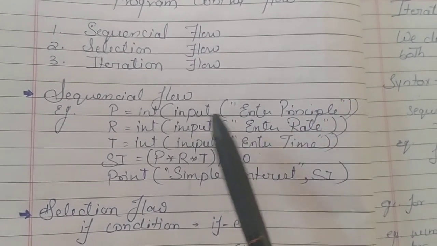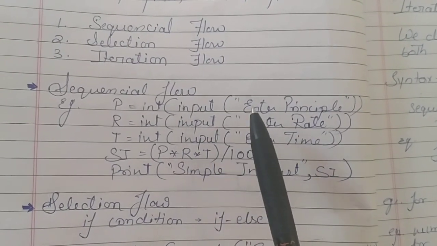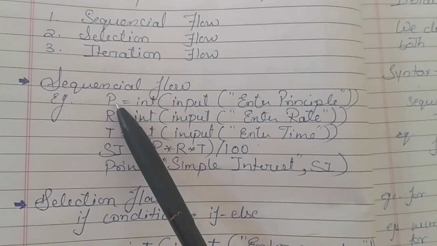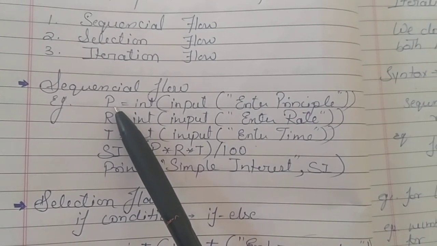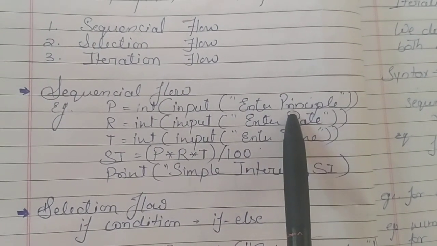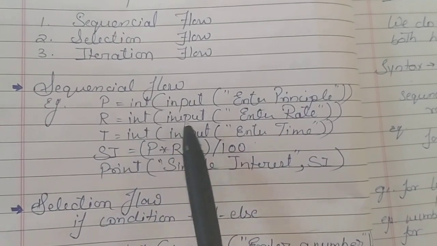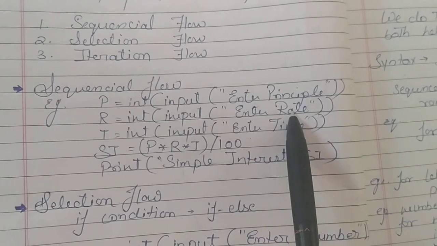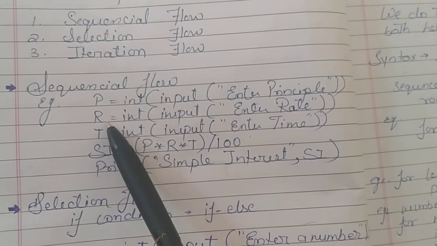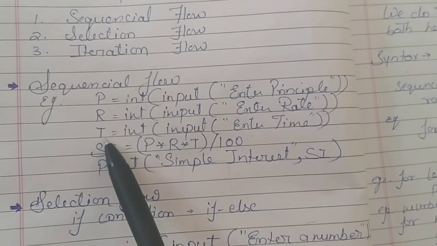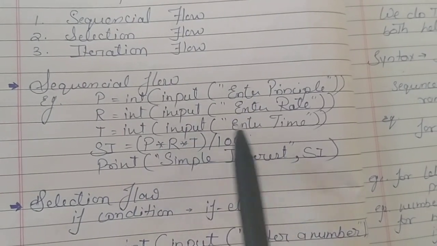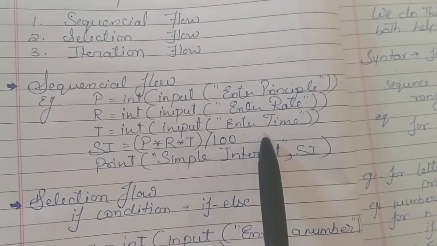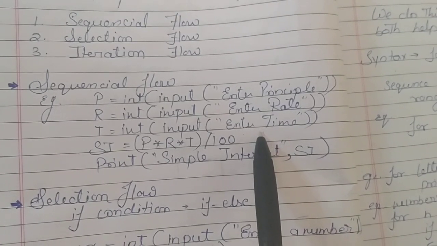That means we are asking the user to enter a value in this variable, that is P, and the value will be the principal. Similarly, R is equal to int, input, enter rate. So the user is supposed to enter the rate for the calculation, then T, enter time. So all these three inputs will be given by the user.